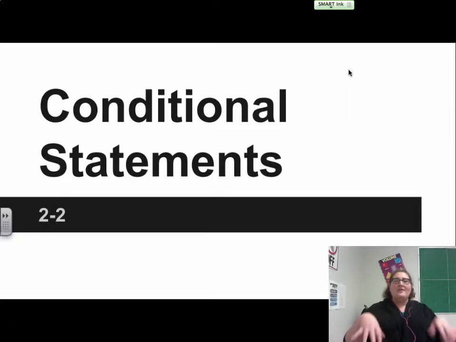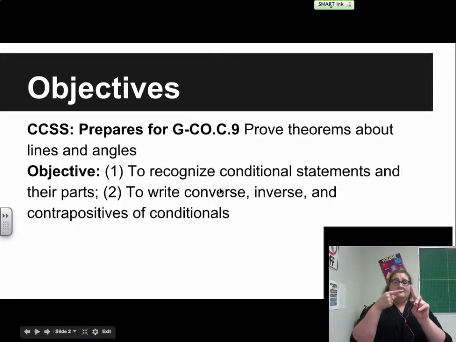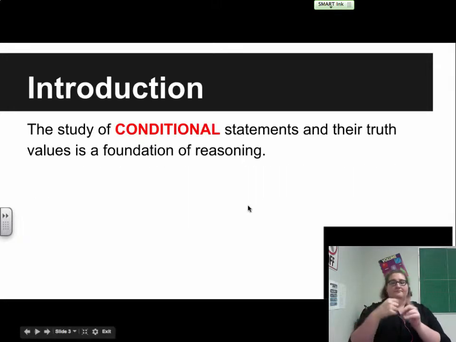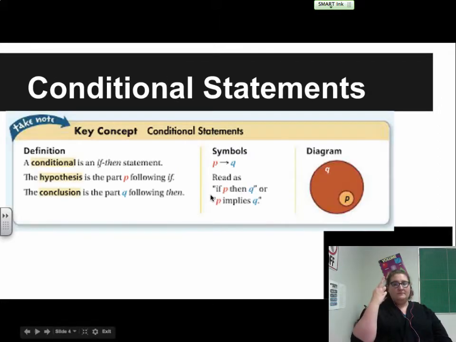Conditional statements. Objective: 1. To recognize conditional statements and their parts. 2. To write converse, inverse, and contrapositive of conditionals. The study of conditional statements and their truth values is the foundation of reasoning. Conditional statements.